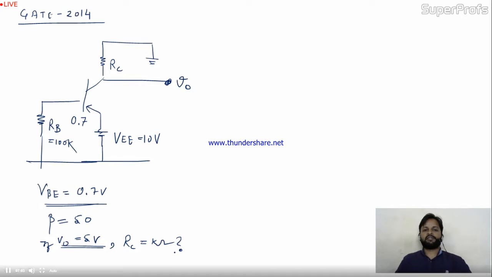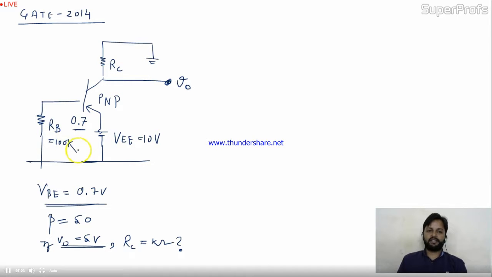The question is like this. See, again I'm repeating the question. This circuit is given, and this is the PNP transistor. The base emitter drop 0.7 is given, RB is 100K, everything is given. They're asking RC. But the condition is, when V0 is 5 volt, what will be the value of RC?